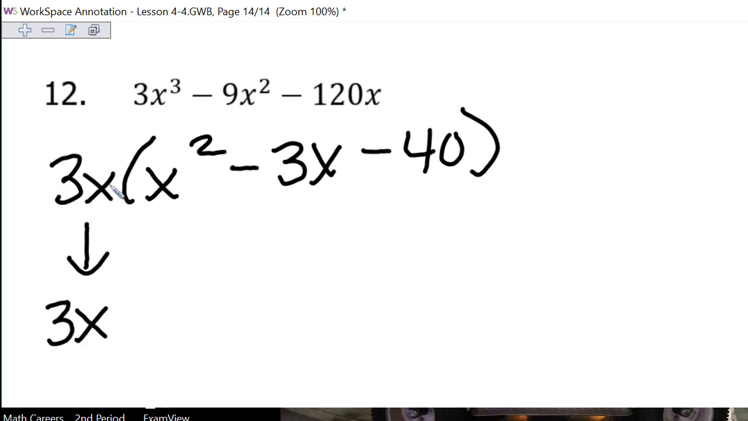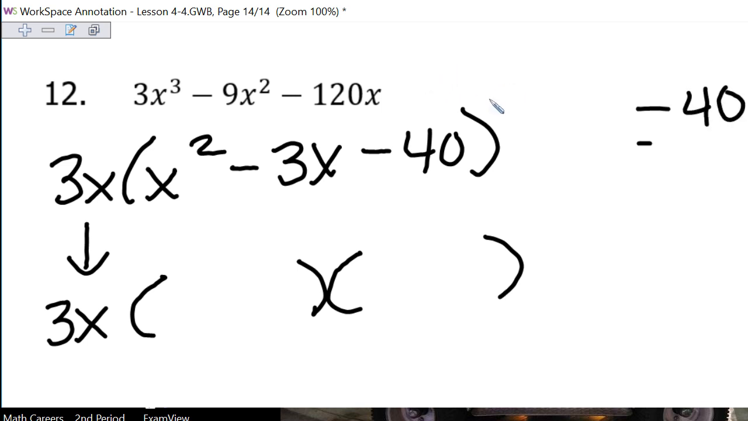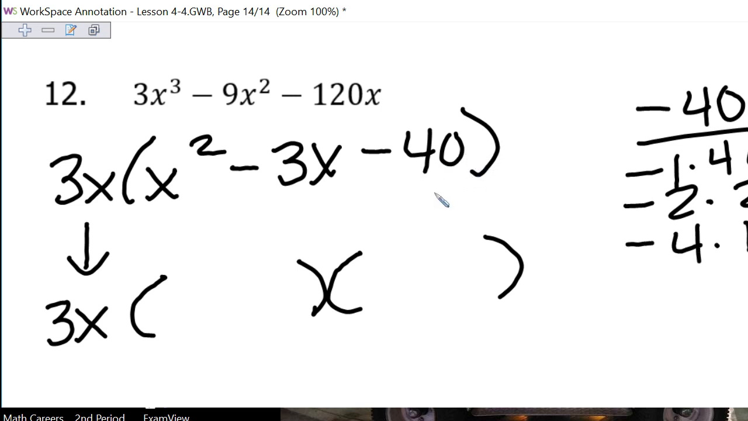Now, the GCF is your first answer. Now that it's a 1x squared, we're ready to factor it. I need to find two numbers that multiply to what? Negative 40. So one of those numbers has to be a negative. I could have negative 1 times 40, negative 2 times 20, negative 4 times 10, negative 5 times 8. And then they start repeating: negative 8 times 5, negative 10 times 4, negative 20 times 2, negative 40 times 1.